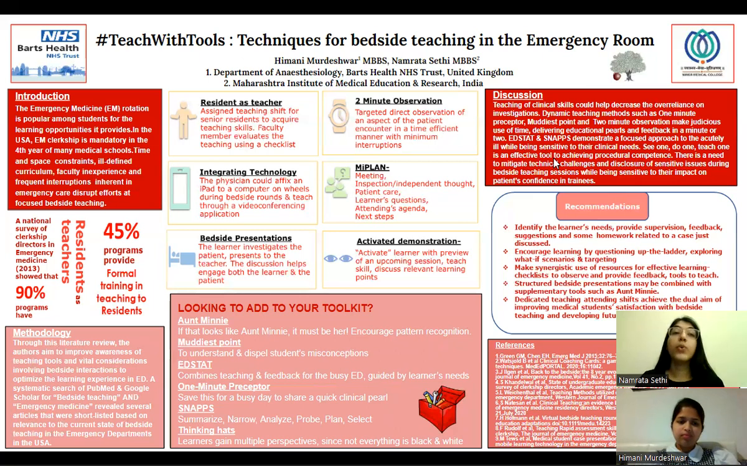To sum up, we need teaching tools to help make judicious use of time while being sensitive to the learner's needs and to decrease over reliance on investigations. We also have supplementary tools like the ones Himani just mentioned. We have checklists and observation forms that could be used for assessment and feedback. Having said that, we also need to be mindful of the limitations of these tools.